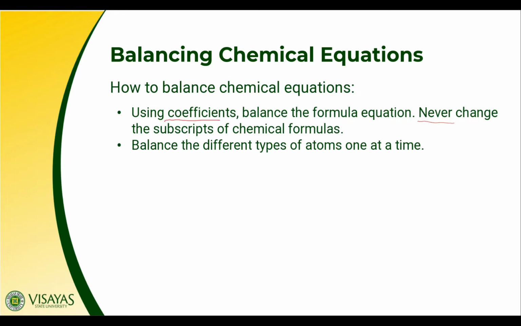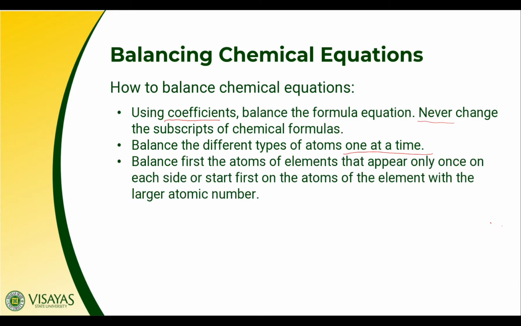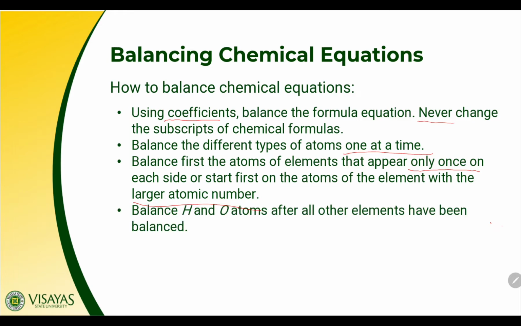Now, we balance the different types of atoms one at a time. We balance first the atoms of elements that appear only once on each side of the equation, or we start first with the atoms of the element with the larger atomic number, okay? So remember this. We start with atoms of elements that appear only once, or we start with the element with a larger atomic number. Then we balance hydrogen and oxygen atoms after all the other elements have been balanced.